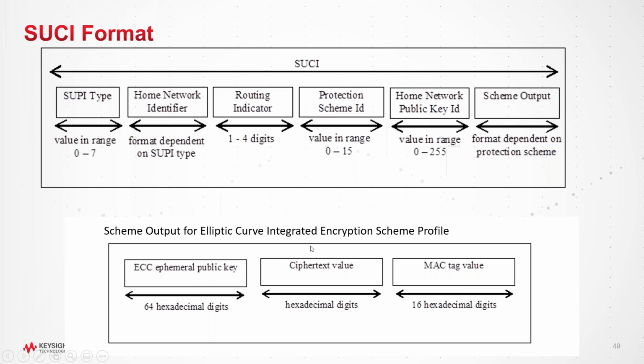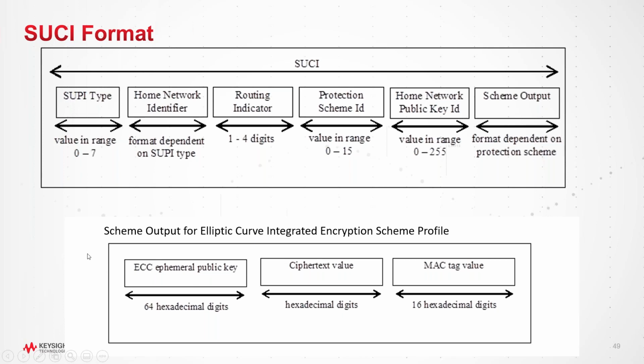The ciphertext here is the SUPI. So you take the SUPI, you encrypt it into a ciphertext value, and it goes here. The ciphertext is the encrypted SUPI, all right? And then you have a MAC tag value for integrity protection. So again, I said we wanted to talk about this elliptic curve cryptography. Let's take a quick detour and we'll come right back to our SUCI encryption question, okay?